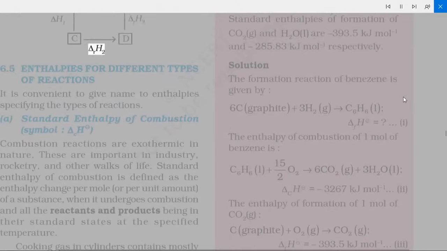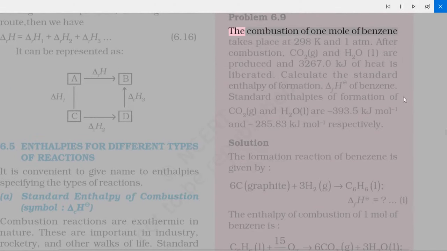Problem 6.9. The combustion of 1 mole of benzene takes place at 298 K and 1 atm. After combustion, CO2(g) and H2O(l) are produced and 3267.0 kJ of heat is liberated. Calculate the standard enthalpy of formation, ΔfH° of benzene. Standard enthalpies of formation of CO2(g) and H2O(l) are -393.5 kJ mol⁻¹ and -285.83 kJ mol⁻¹ respectively.